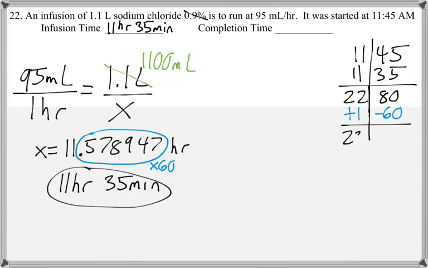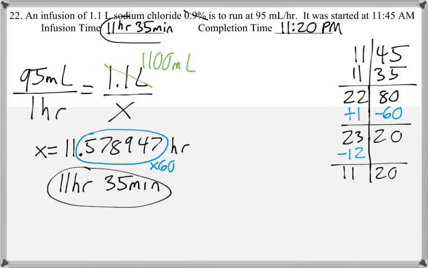So that'll be 2320. And then when we're working with AM and PM, we can't have a 23 in the hours column, so I need to subtract 12. And that'll be 1120. And this is going to be 11:20 PM because if you're starting at 11:45 a.m. and it's running for 11 hours and 35 minutes, then that's going to put you at nighttime.